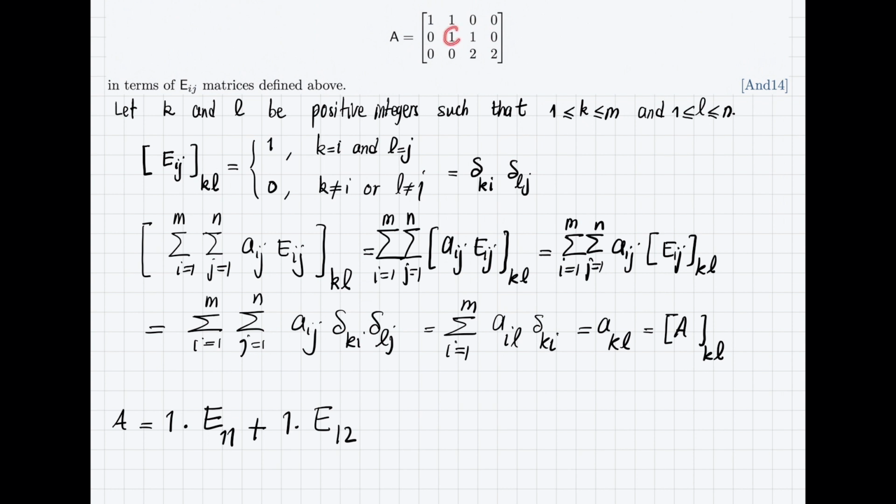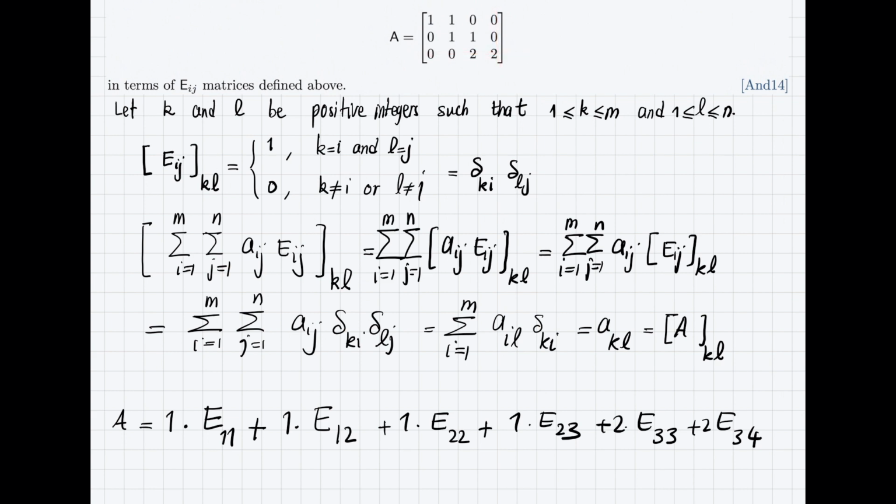Okay, the next one is this one. So it becomes plus, again 1 multiplied by E. This is the second row, second column, so it becomes E_22. And then finally, I have 1 times E_23, because the next one lies on the second row and the third column. And then these two don't have any contributions, and then we have only these two. So it becomes 2 times E_33, plus 2 E_34, because this is the third row, third column, and this is the third row, fourth column.